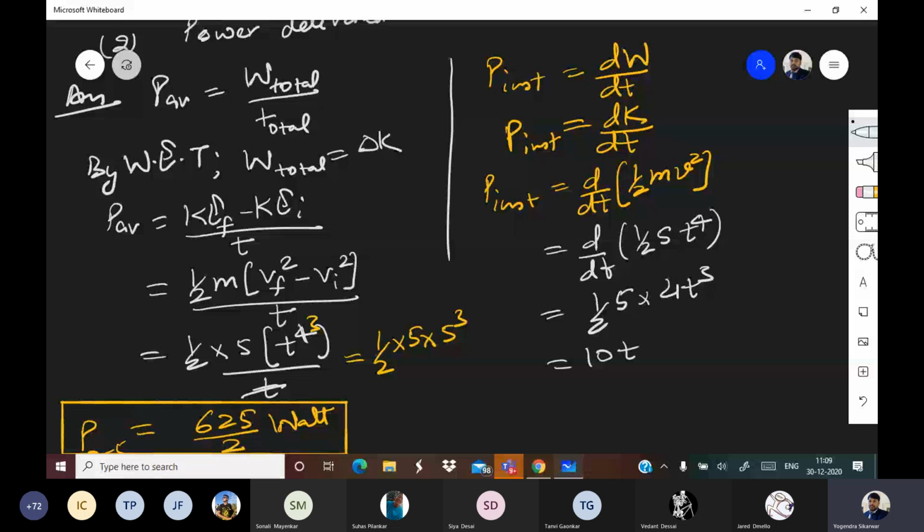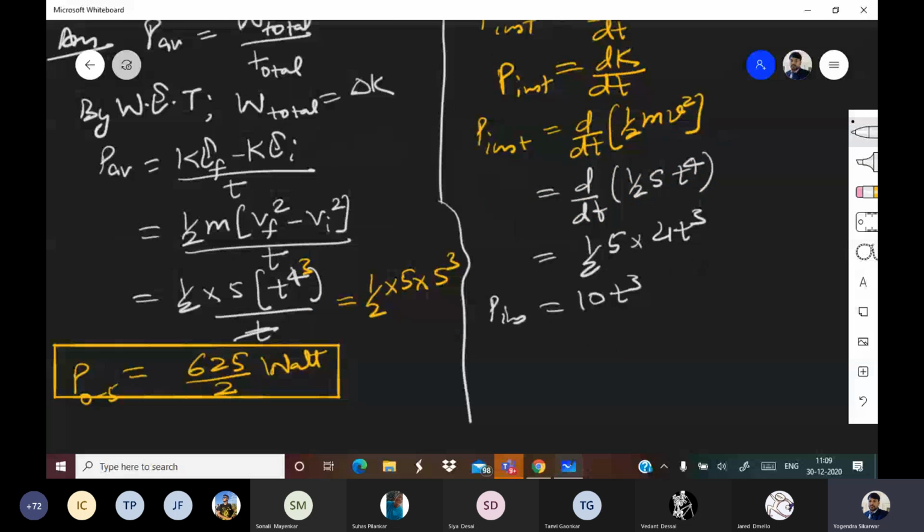Now you need to put t is equal to 6. So that will be 10 into 6 cube. 6 cube is 216. 6 into 6 into 6, 216. So that will be 2160 watt. P6 is 2160.